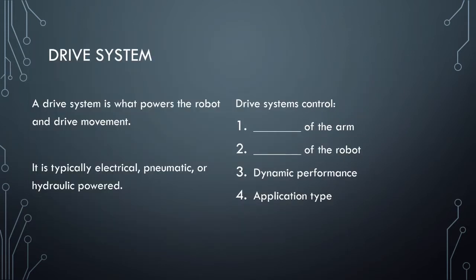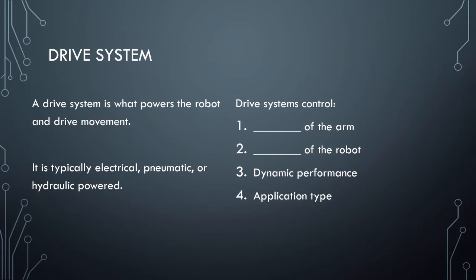So the first part of a system that we'll talk about is the drive system. This is what powers the robot, and this is what is driving that movement. It's not necessarily controlling it in that it's telling the robot what to do, but it is providing power for the robot to carry out any actions that it's told to. A drive system is typically one of 3 types. It is usually electrical, pneumatic, which is air-powered, or hydraulic, which is a fluid-powered system.